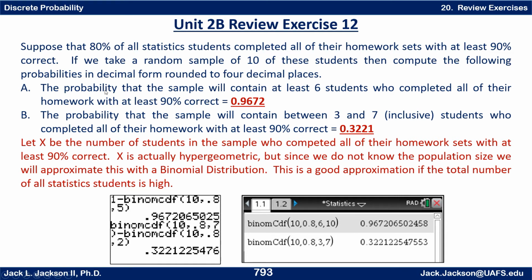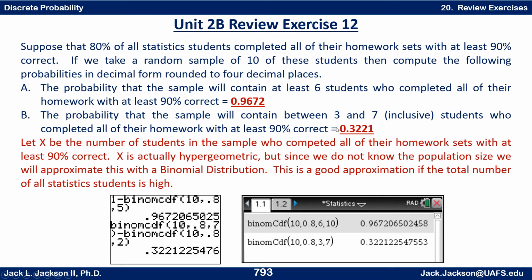The probability that the sample will contain at least 6 students, that's 6 or higher, that'll be 1 minus the binomial CDF. The sample size is 10. The probability of success is 0.8 every time. And then 5. Notice the 90% really doesn't come into it. That's just our cutoff to decide if it's a success or not. And that turns out to be 0.9672.